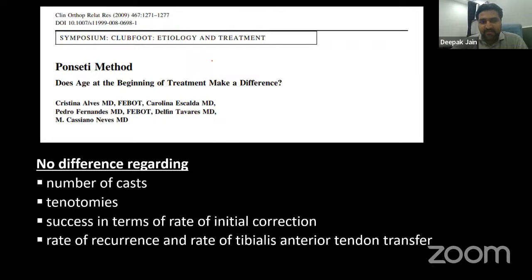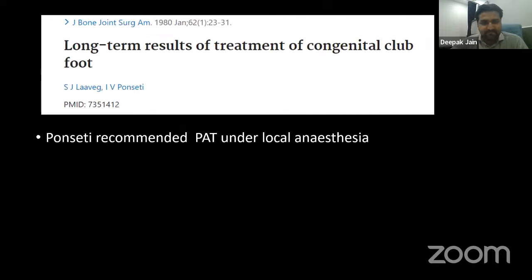Another question was whether the age at the beginning of the treatment makes a difference. So they made two groups: treatment started before 6 months of age, and treatment started after 6 months of age. But there was no difference in the functional outcome or the number of casts or tenotomies.